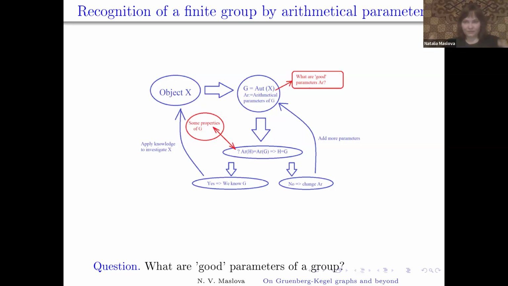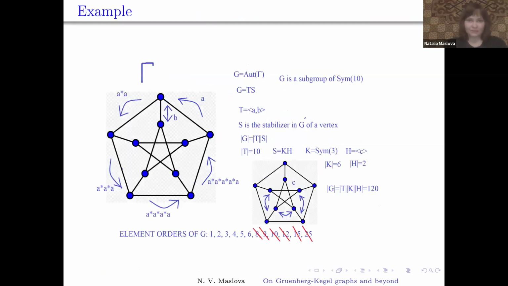If somebody gives us these arithmetical characteristics, we need to try to understand what this group is. And it's very good luck if this group is uniquely determined by these arithmetical characteristics. Here, if it is, it's well done. We have won, and it's perfect. Otherwise, we need to change our arithmetical parameters, for example, add some more parameters and repeat the procedure. And the question is, what are good arithmetical parameters?